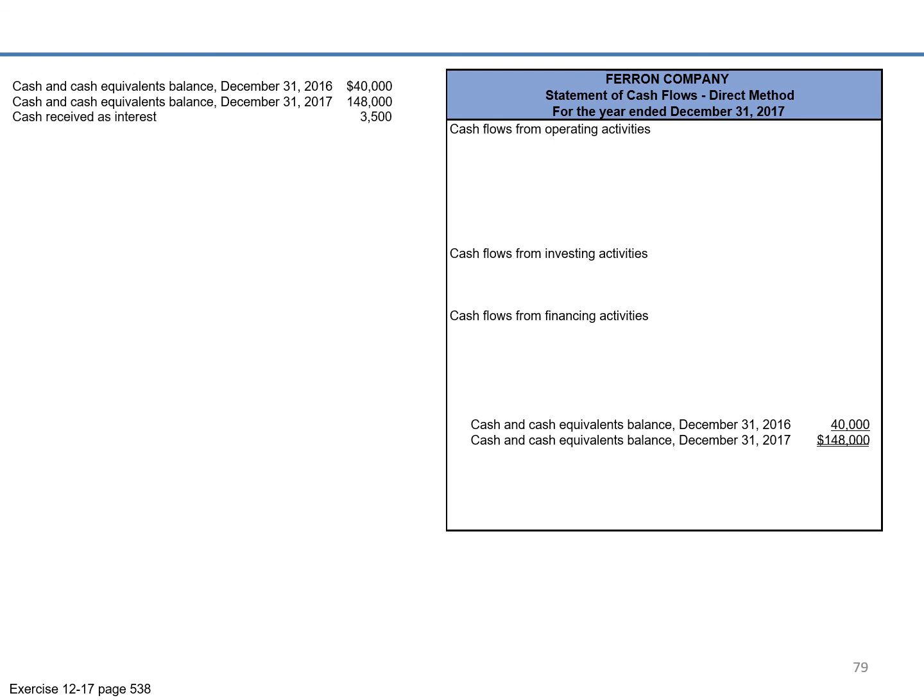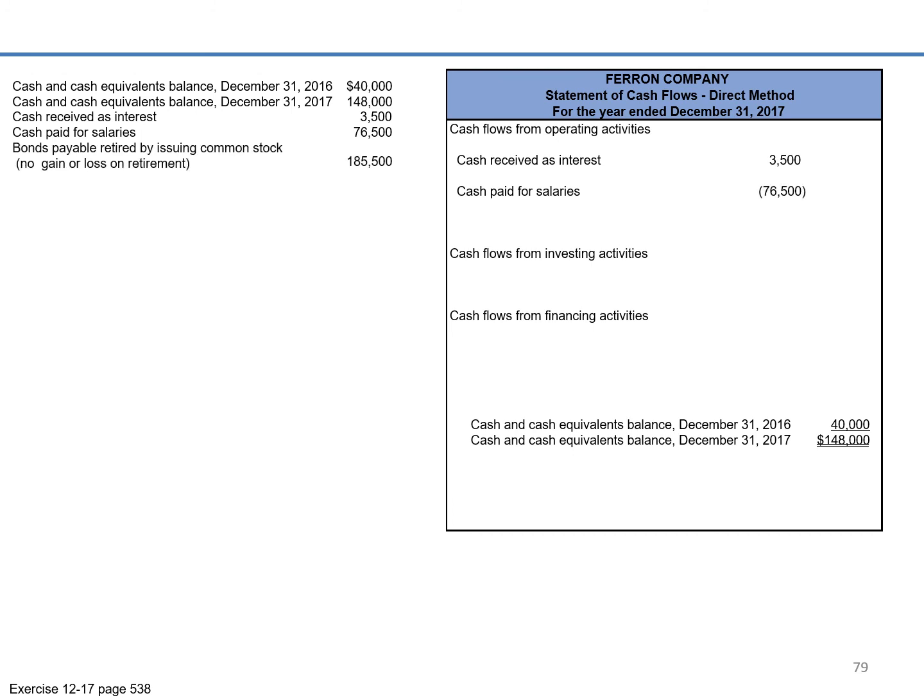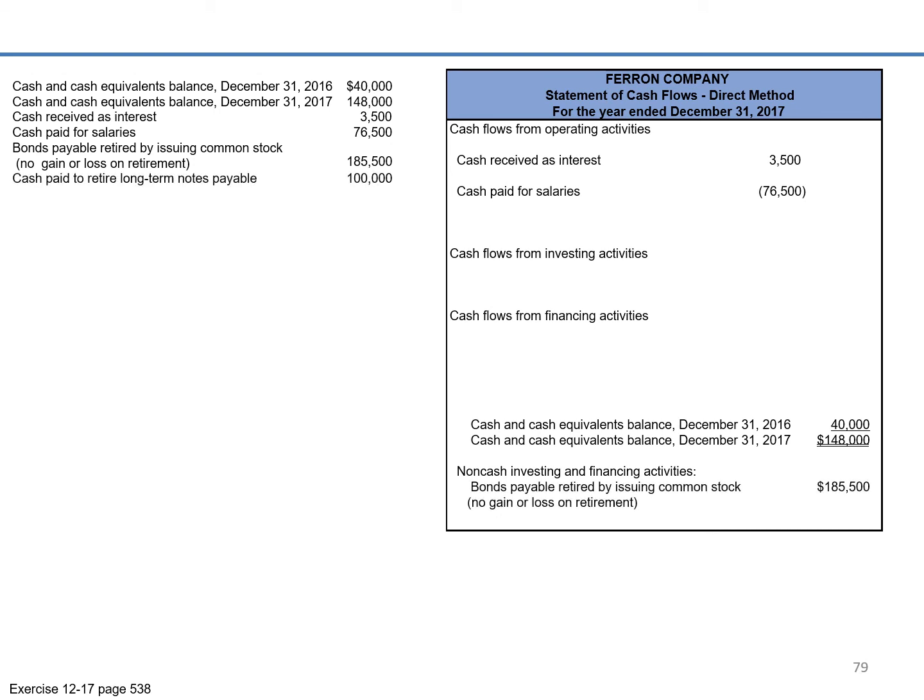Cash received as interest is going to be an operating activity, so that's going to go up top. Cash paid for salaries is going to be up top, a reduction. Bond payable retired by issuing common stock, and there's no gain or loss on retirement. That's not a cash activity, so that goes at the bottom. Cash paid to retire a long-term note payable, so that's a financing activity. That's going to be a reduction of $100,000.